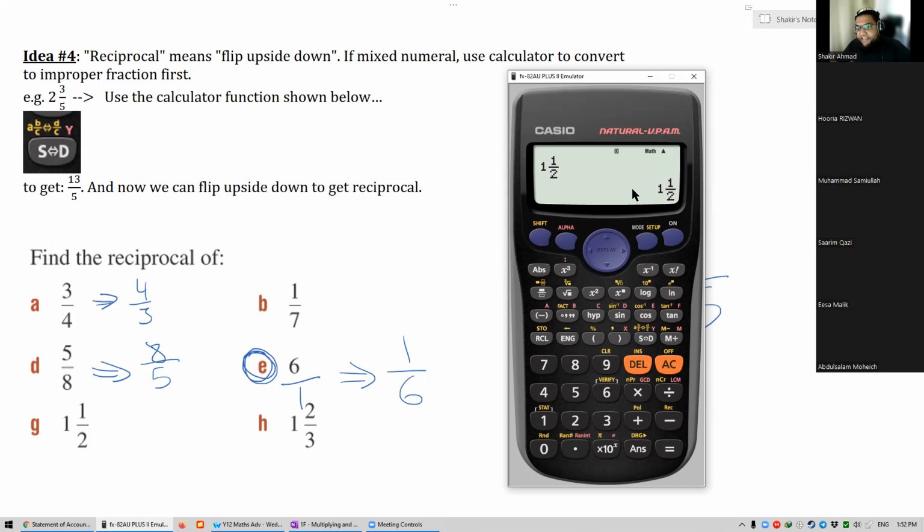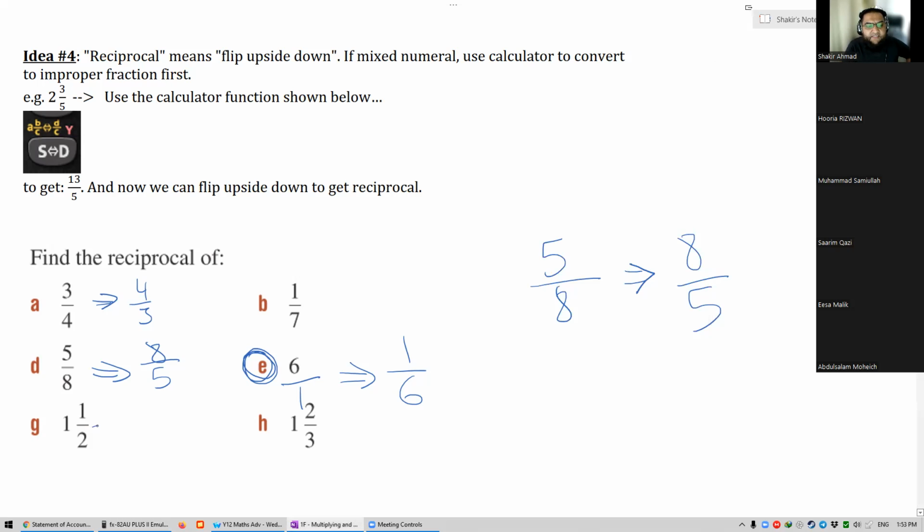So if your answer is like this for whatever reason, or if your answer is like this, you can simply press shift SD, it converts between them. And so really, what are we after? We're after this form. So 1.5 is 3/2, and the reciprocal of that is simply 2/3.